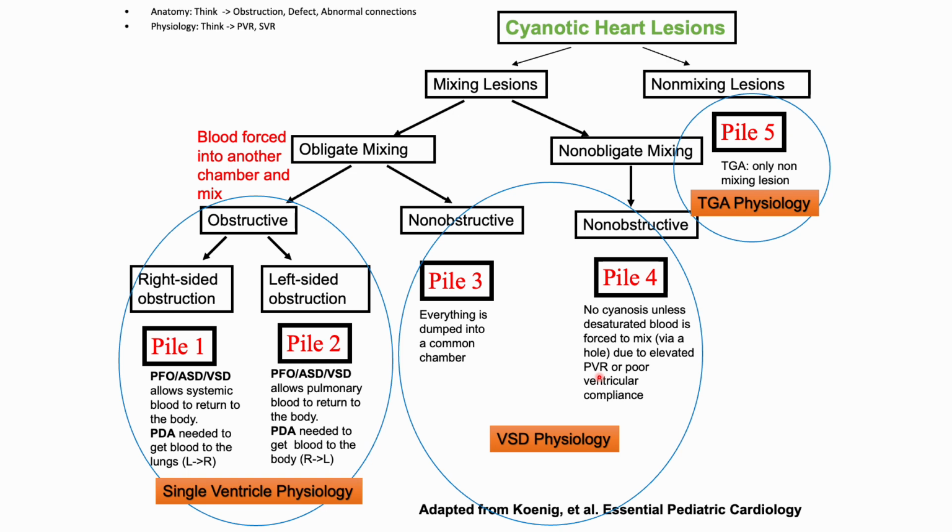You don't think of a VSD as a cyanotic lesion, but in the setting of high PVR, this becomes a cyanotic lesion. And then finally, are true cyanotic lesions due to obstruction, either right side or left side, that result in a single ventricle type of physiology where the blood either to the lungs or the body is dependent on the patent ductus arteriosus.